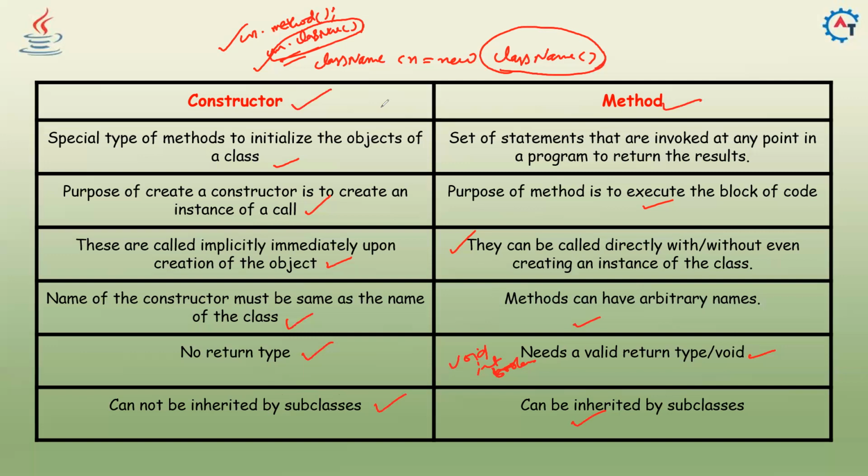These are all the basic differences between a constructor and a method. With the help of some code examples, you'll come to know each and everything in detail.